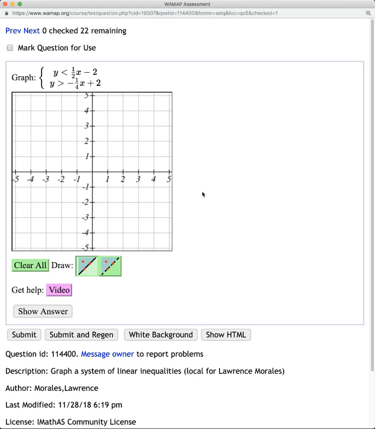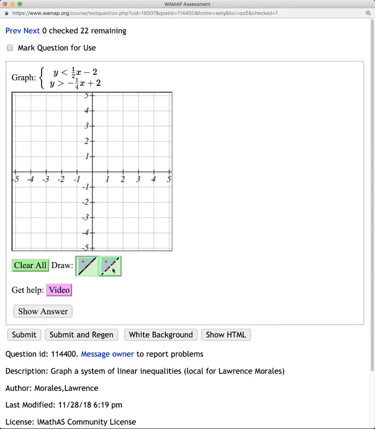So we want to graph this system of inequalities using the tools that we have here in WAMAP. So let's do one at a time. Let's first notice that the first equation is a strict inequality. So when we have two choices down here between drawing a line that is solid or a line that is dotted, because this is a strict inequality, it doesn't have an equal sign underneath it, it cannot be the solid line, so it has to be this one here.